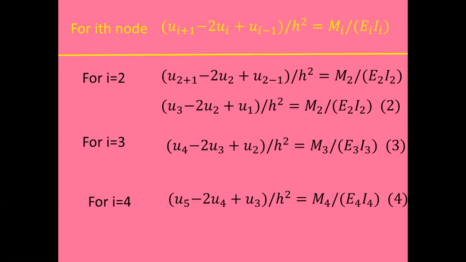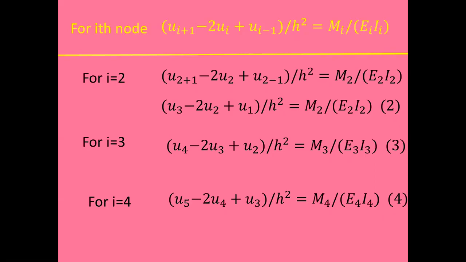So on display now we have equations number 2, 3 and 4, which have been obtained as a result of the finite difference method being applied to the discretized domain. Also note one more thing, that the application of FDM rules for node number 2 gives us equation number 2, application to node number 3 gives us equation number 3, and application to node number 4 gives us equation number 4.